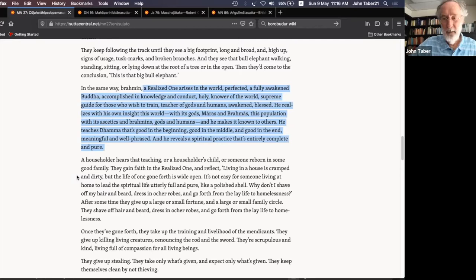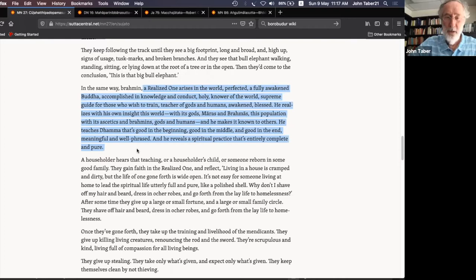This is just one sutta where we have this description, and it's one I'm considering reading together next week, because it gives us a fairly concise description of all the different aspects of the path, including meditation and conduct and right view and wisdom. And so here's what it says. A realized one arises in the world perfected, a fully awakened Buddha, accomplished in knowledge and conduct, holy, knower of the world, supreme guide for those who wish to train, teacher of gods and humans, awakened and blessed.